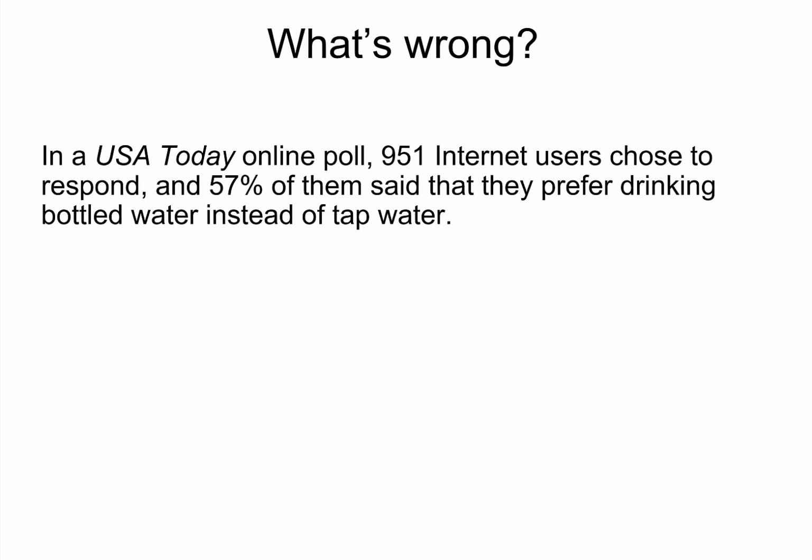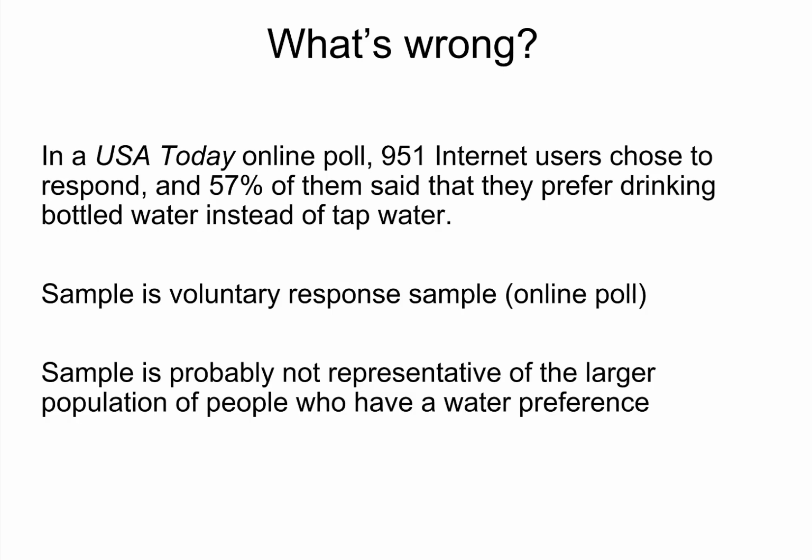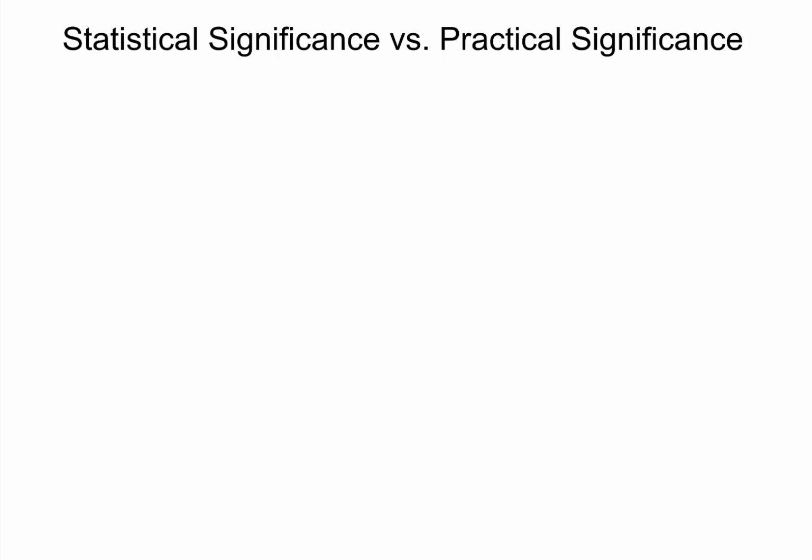What's wrong here? In a USA Today online poll, 951 internet users chose to respond and 57% said they would prefer drinking bottled water instead of tap water. This is a voluntary response sample, an online survey. We cannot say that the sample is really representative of the whole population. The sample is probably not representative, as I mentioned, of the larger population who have a water preference.